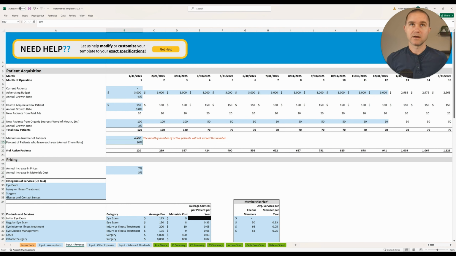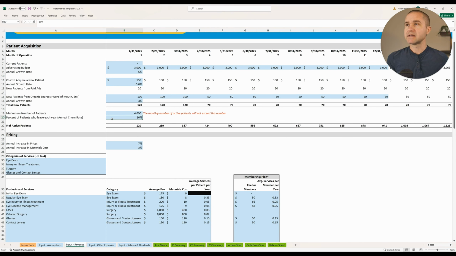Okay, so whatever you put in this field, just know the model is going to cap you at that number. So we're going to put a large number there. Maybe you have multiple optometrists in the office and whatnot. This 10% churn rate, this is the percentage of active patients that you expect to leave the practice. They move away, they stop coming, for whatever reason, they leave the practice. So based on all of those assumptions now, we're able to calculate our number of active patients here.